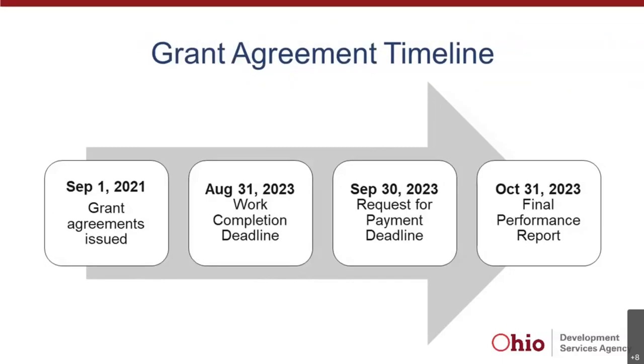Awards made September 1 of 2021 will have an August 31st, 2023 work completion deadline, a September 30th, 2023 request for payment deadline, and an October 31st, 2023 final performance report deadline. As a reminder, allocation and neighborhood revitalization awards share a grant agreement. Critical infrastructure is a standalone grant agreement, even if allocation funds are included as leverage.